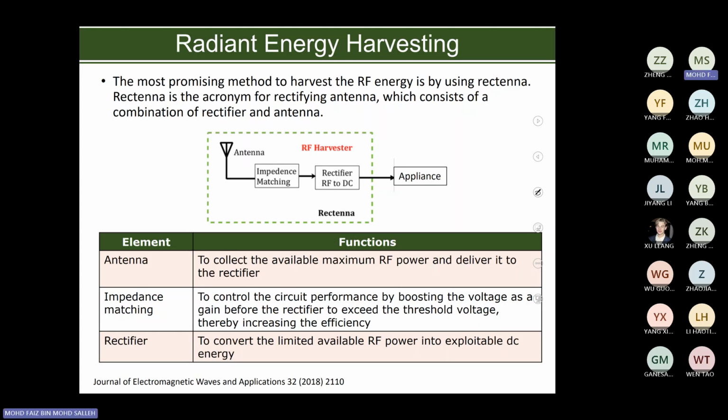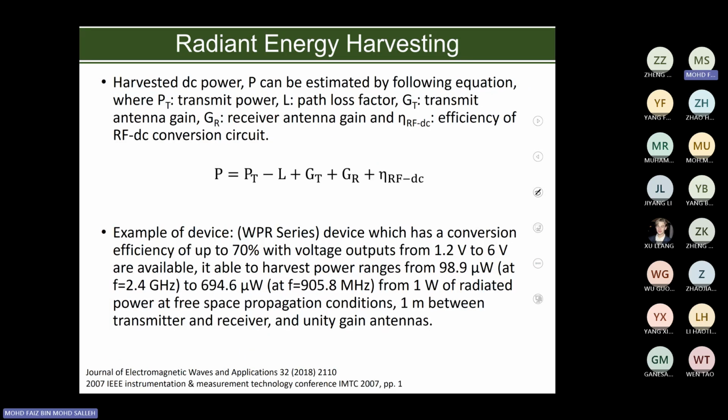This is just one way how to harvest the wasted signal. This one, you can do that.